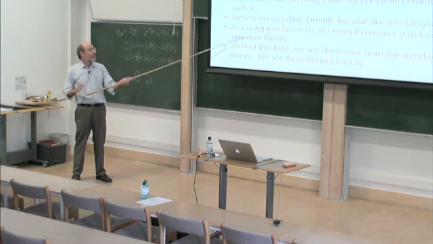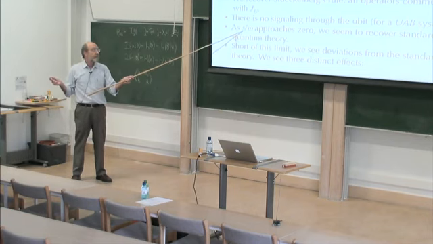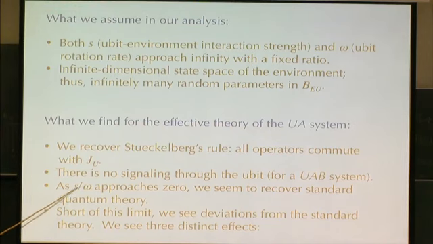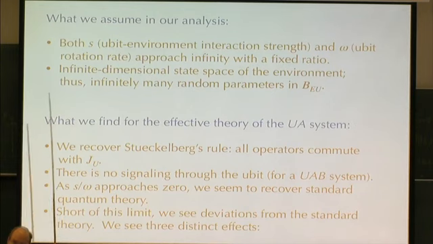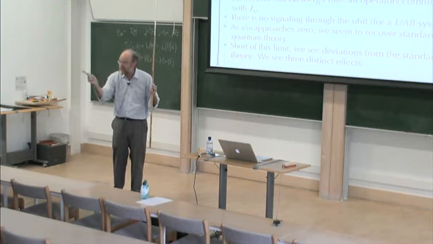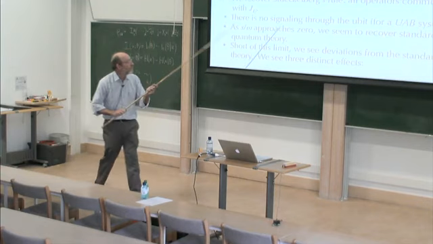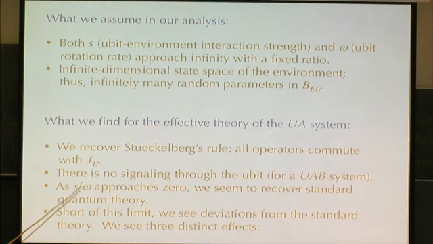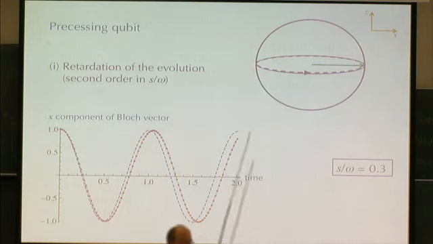We also find, at least in our one case that we've checked carefully, that as this ratio approaches 0, we seem to recover standard quantum theory with no deviations from standard quantum theory. I should say, we've really only looked carefully at one case, which is a precessing qubit. And that precessing qubit looks exactly like a regular precessing qubit when you take the limit as this thing goes to 0. But if you don't take that limit, then you get some effects that you can maybe see in the lab if this theory were correct. Or I should say, if this theory is correct, we will see in the lab.